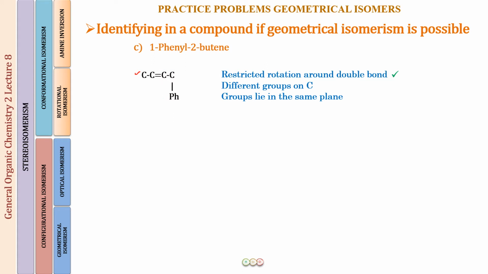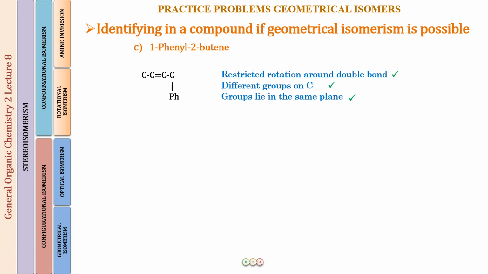So the second condition is also going to be satisfied. So this is also correct, and these groups will be lying in the same plane. The two carbons are sp2 hybridized. It is going to be all the sigma bonds on the equatorial plane. So the third condition is also satisfied, and as all three conditions are satisfied, this compound is going to show geometrical isomerism.